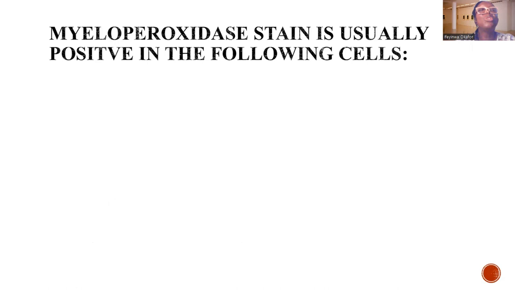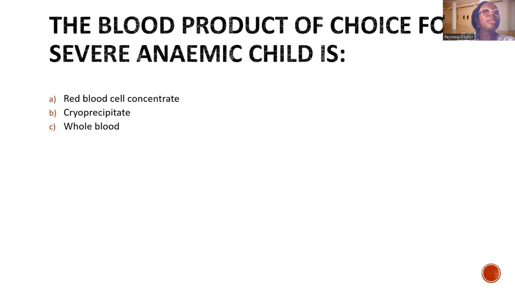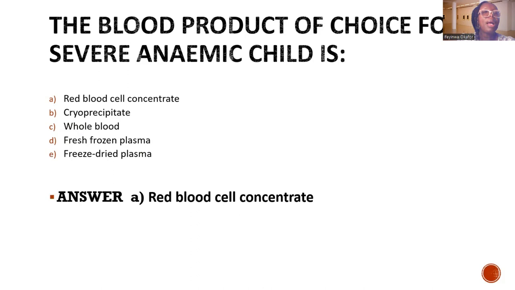Myeloperoxidase stain is usually positive in the following cells: A, neutrophils; B, myelocytes; C, myeloblasts; D, lymphoblasts. Answer, neutrophils. The blood product of choice for a severely anemic child is: A, red blood cell concentrates; B, cryoprecipitates; C, whole blood; D, fresh frozen plasma; E, freeze-dried plasma. Answer, A, red blood cell concentrate.